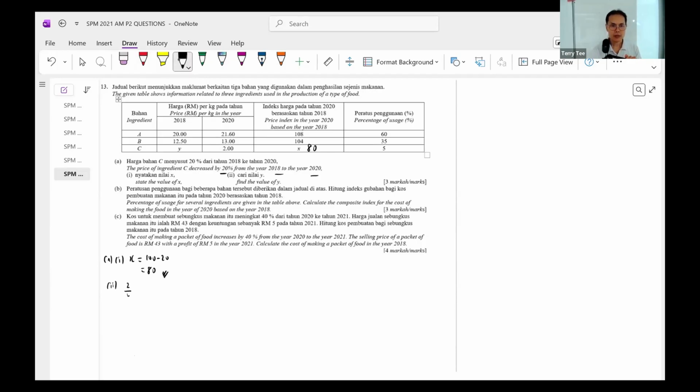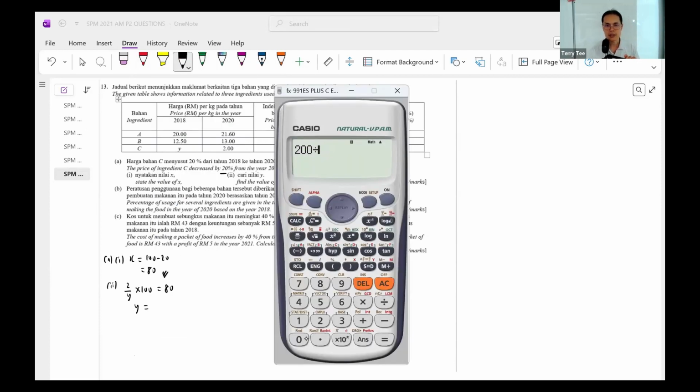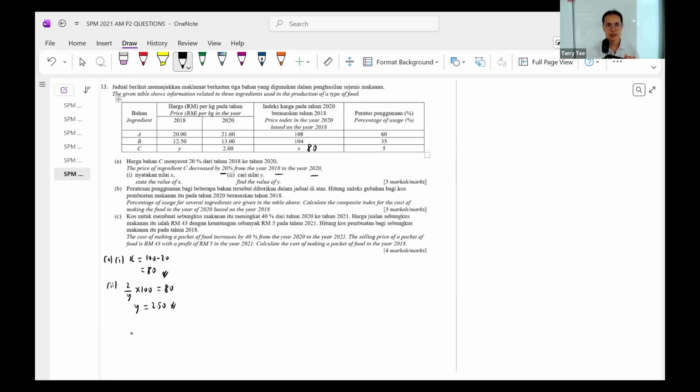2 divided by y times 100 is 80. Find your y. So let's take 200 divided by 80. 200 divided by 80, answer 2.5. 2 ringgit 50 cents. Okay? All right. Next, part B.